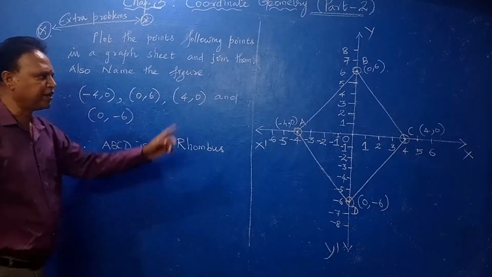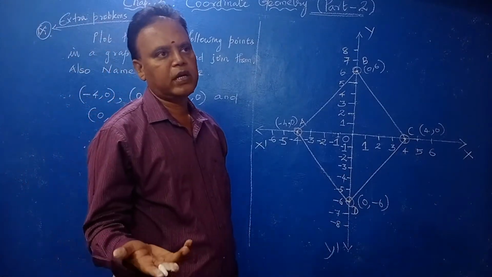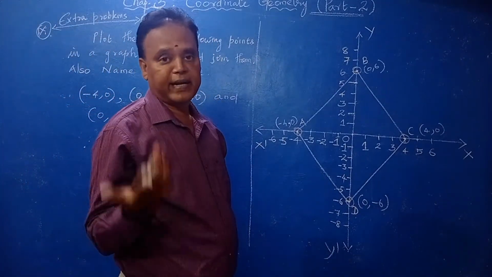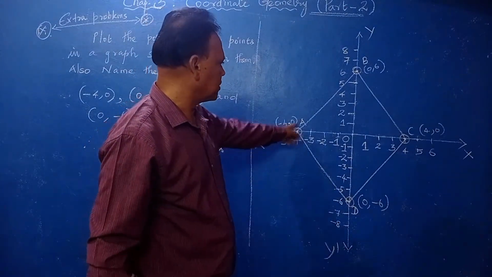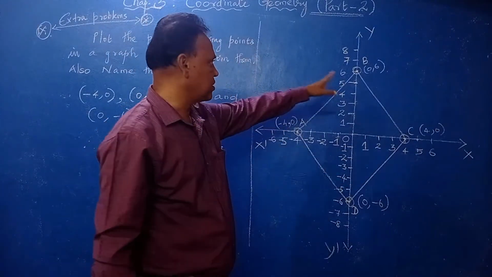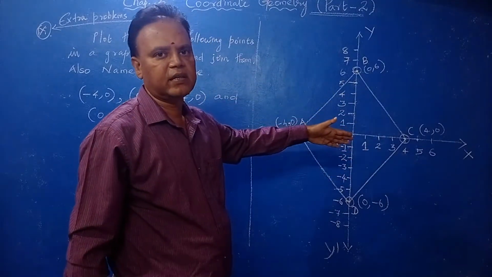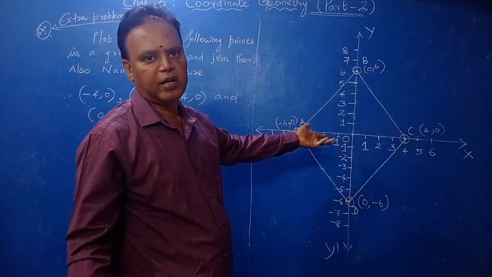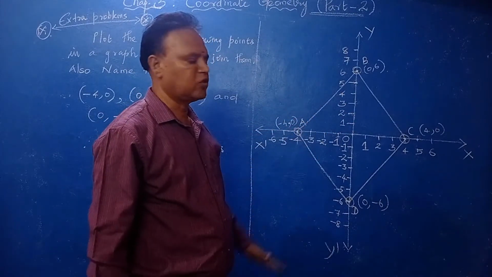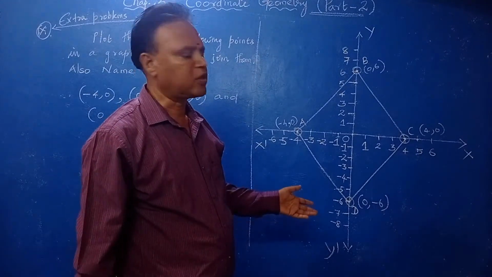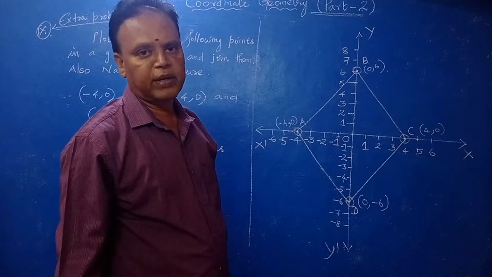So after joining like this, you have to name the figure. Sometimes they may ask parallelogram, then rectangle, trapezium. That depends on how the points you are plotting and joining the points. Clear? Sometimes you will get even a general quadrilateral also. So very important questions. The same type of problems I will give as homework. You do the homework for better practice.